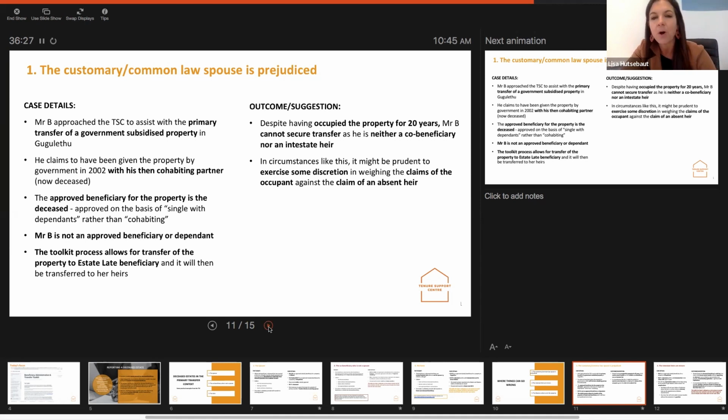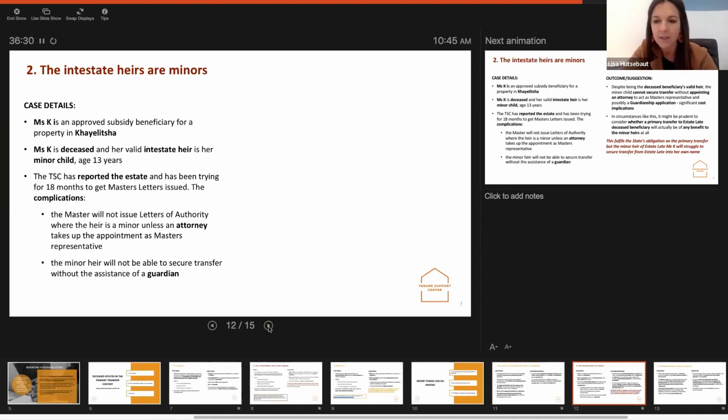Okay, the second possible thing that can go wrong is where your intestate heirs, so your people who are left behind after your beneficiary is deceased, are minors. And we see this all the time. You have a single person who's approved on the basis of single with dependents, and unfortunately passes away and leaves behind only minor children. So this particular case, Ms. K, she's an approved subsidy beneficiary for property in Khayelitsha. She passed away and left behind only one child aged 13 years.